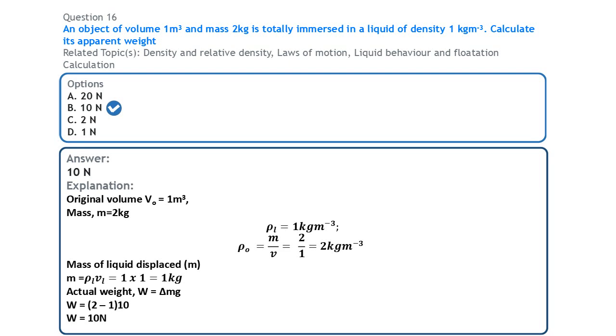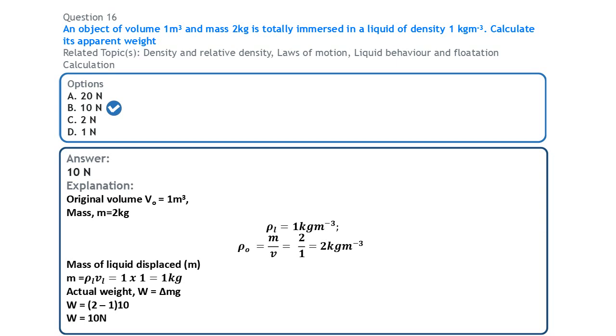Density is equal to mass over volume. The density of that object will now be the mass of the object, which is 2, divided by its volume, which is 1. So you have 2 over 1, and that is 2 kilogram per meter cube. Now the mass of the liquid that is displaced: when you put an object into a liquid, the volume of that liquid that will be displaced is going to be equal to the volume of the object that you are immersing in it.